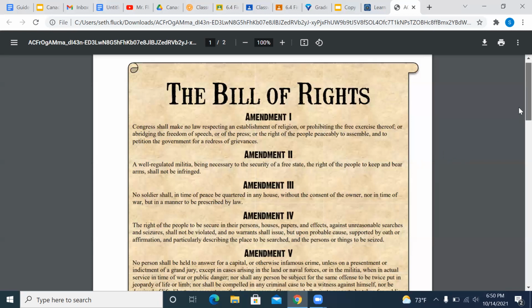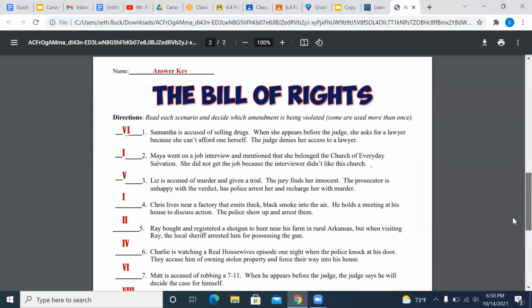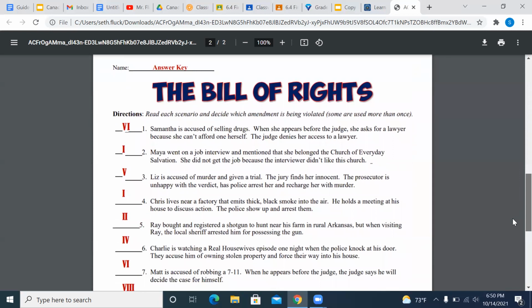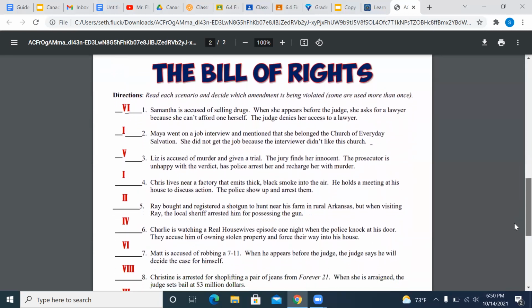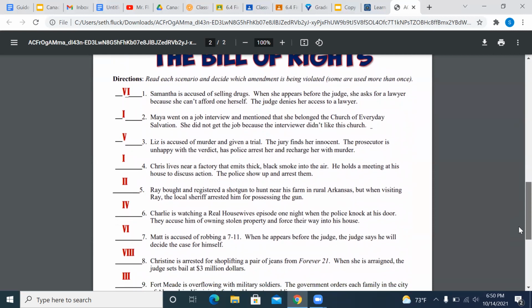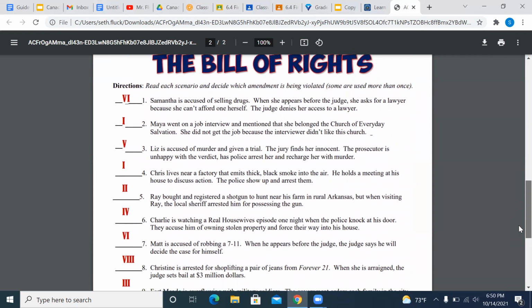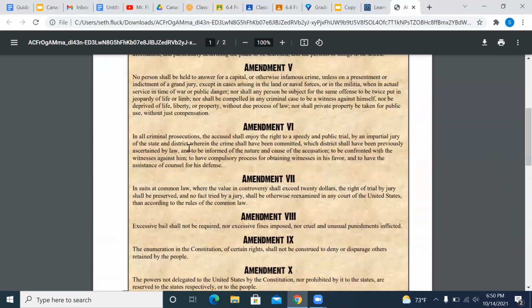So let's go over this quick first, the Bill of Rights. You had a lot of time to work on this yesterday, so I'm sure that most of you got it done. I looked through some of the ones that were submitted. So here are the answers that I have. Number one, Samantha is accused of selling drugs. When she appears before the judge, she asks for a lawyer because she can't afford one herself, and the judge denies her access to a lawyer. This is Article 6. Article 6 specifies that every person, if they can't get a lawyer for themselves, then the state will appoint them one.